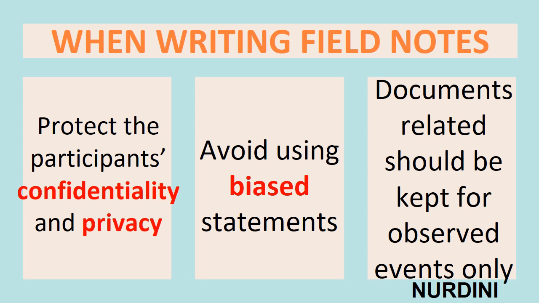The next one is avoid using biased statements. So in this process of writing field notes, just focus on the process of your research. Avoid being biased to any party, and you need to be as neutral as possible in your writing.